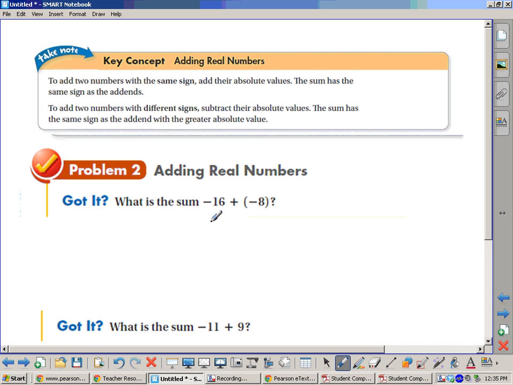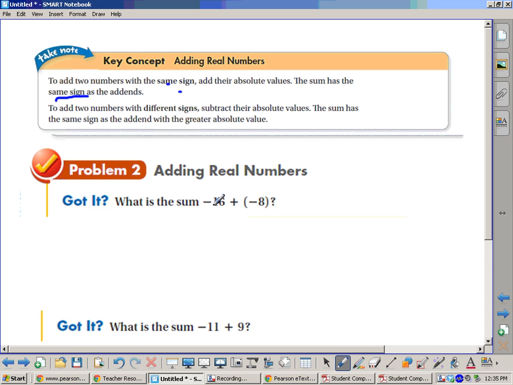To add real numbers, this is a key concept. This is something that you can have on your key concept sheet, this up here. To add two numbers with the same sign, you just add their absolute values. So you add them up and then just keep the sign the same. To add two numbers with different signs, it's a little bit different. We're going to actually subtract their absolute values, so subtract the two numbers, and then the sum has the same sign as the added number with the greatest absolute value. So whichever number has the largest absolute value is going to determine your sign. So we'll do some examples, see if that makes sense.